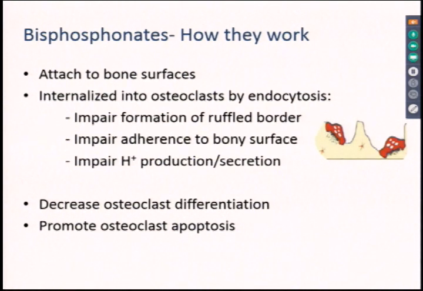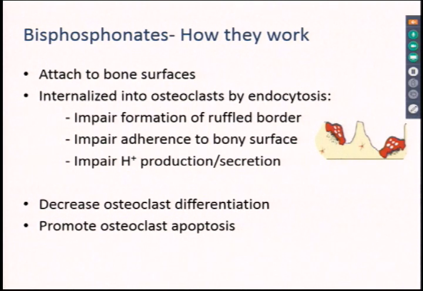Now, what do the bisphosphonates do? What they do is that they attach to the bone surface, and they get internalized. The osteoclasts take them inside the cell, and once the bisphosphonate molecule is inside the osteoclast, it does all kinds of badness to the osteoclast. So at the extreme, it can cause osteoclast apoptosis. It could decrease differentiation of the osteoclast, but it also impairs the function of the differentiated osteoclast.